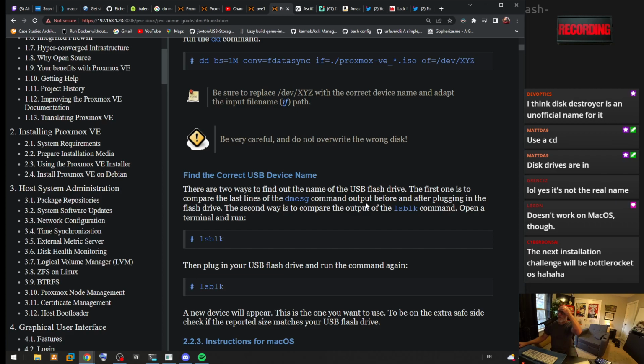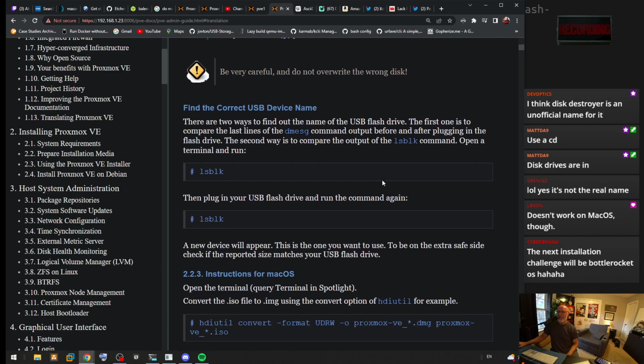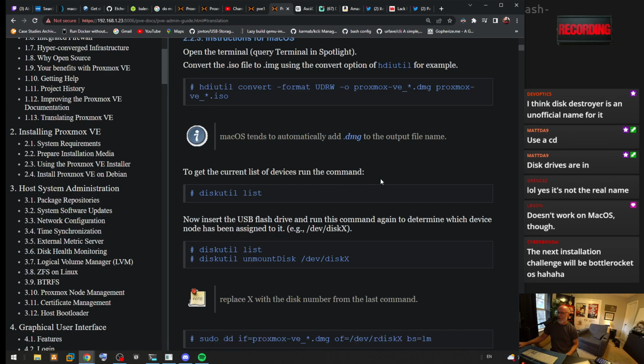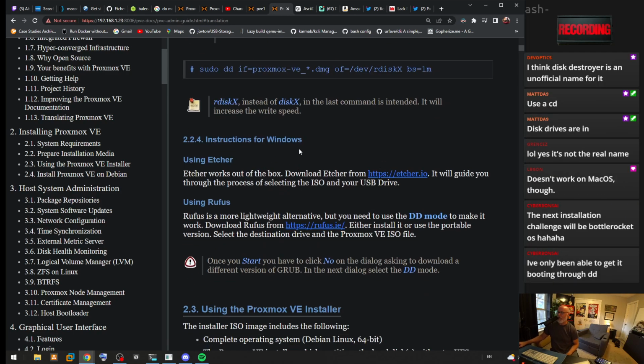Why wouldn't it work on macOS? The next installation challenge will be Bottle Rocket OS. I know. I mean, that's it. Okay, instructions for Windows.